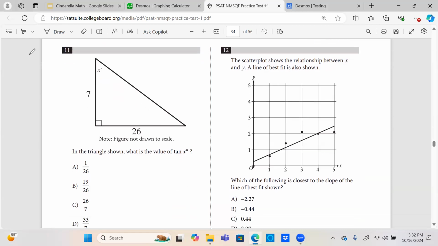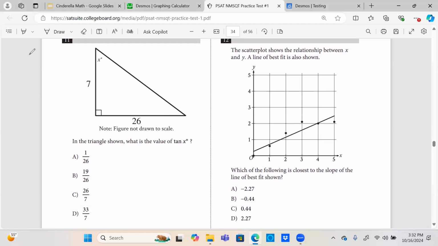That was 11. Right across to 12, we have a scatter plot. Which of the following is the closest to the slope? Well, it's definitely positive. Yeah, it's going upward from left to right. If you write your name on there, it's slanting upward. So we can get rid of A and we can get rid of B because those are negative. So if you had to guess, you at least would guess one of the positives.